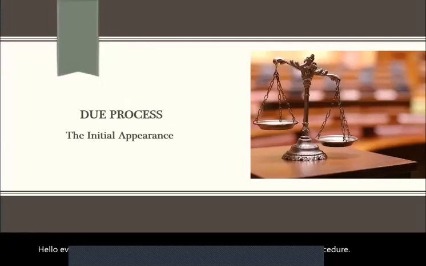We have journeyed from the investigatory phase through arrest. Now we're beginning to look at the rest of the phases in terms of what your rights are at each different point during the trial process. So this is usually going to begin with what's called the initial appearance.